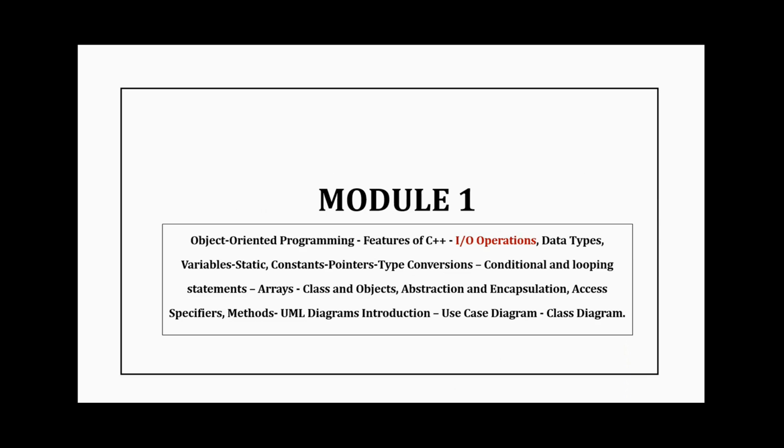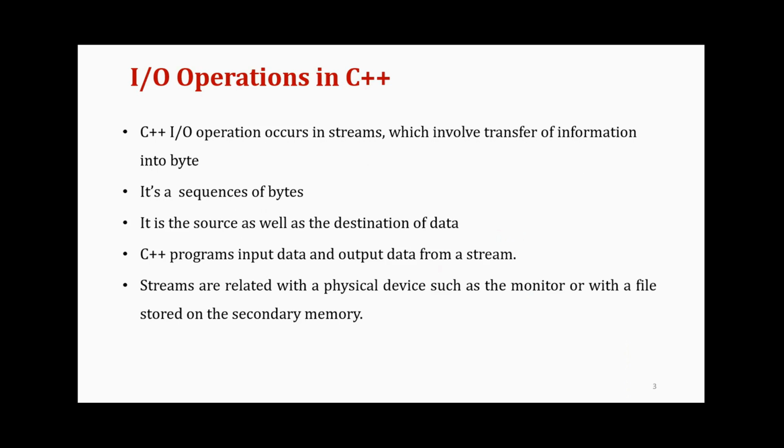Since the OOP concept is going to be implemented in C++, we'll be exploring the features of C++ and the IO operations in C++ in this session. So let us start with the IO operations. In C++, IO operations happen as streams. So we're sending and receiving the data from the input stream to the output stream, and the data travels as a stream of bytes, or a sequence of bytes.